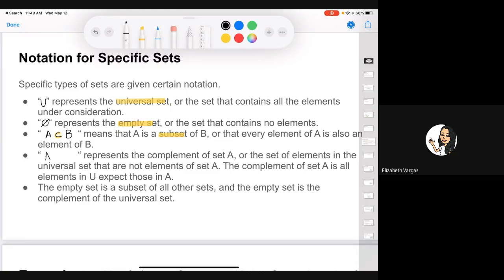Lastly, we have this symbol right here. What we're looking at is this exponent C on the top of a set. What that tells me is that I have a complement of a set. So if I have a complement of a set, what it's basically telling me is there are elements that cannot exist in my set. So my complement would be things that are not included in my set.